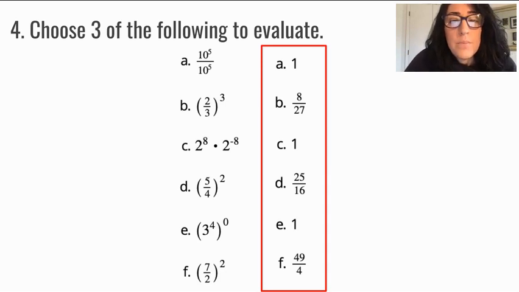Now, if you look at B, D, and F, you would actually have to evaluate that by, you can list out all the factors. So like B would be 2/3 times 2/3 times 2/3, which is equal to 8 over 27. And in a similar fashion for D and F.